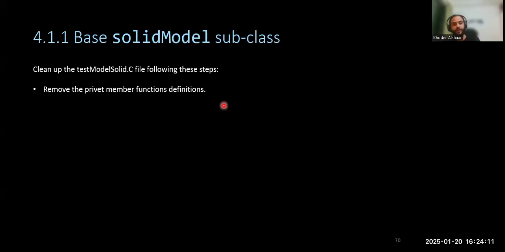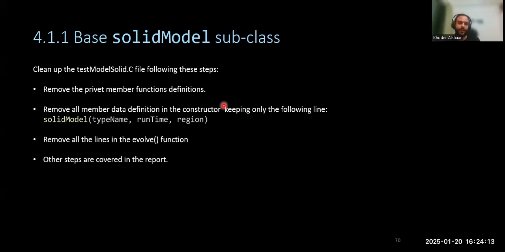Previous steps were for the header file. These steps are for the source file. Similarly, we remove some files and keep some files. We remove everything and keep only the evolve function, for example, because it's a virtual function.